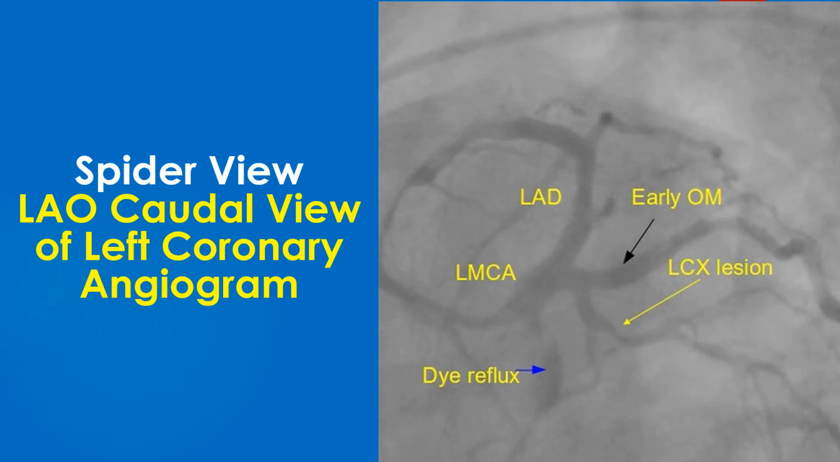Abbreviations used: LMCA, left main coronary artery; LCX, left circumflex coronary artery. Lesion in LCX marked by yellow arrow. LAD, left anterior descending coronary artery. Early OM, early obtuse marginal branch of the LCX. Dye or contrast reflux into the aorta from LMCA is seen. Absence of dye reflux would mean left main ostial disease or rarely spasm.